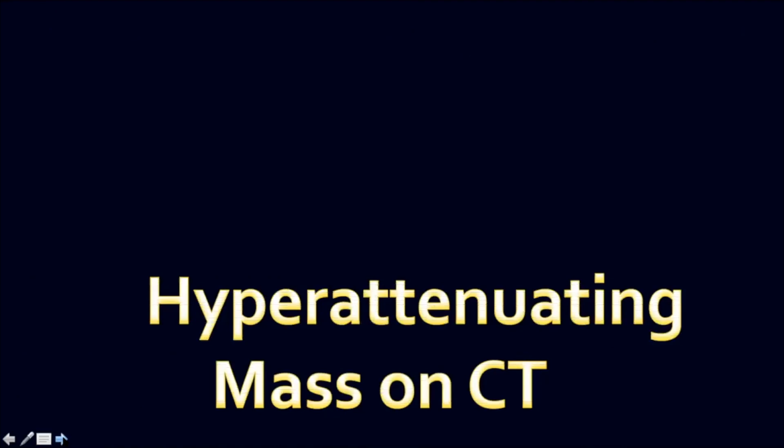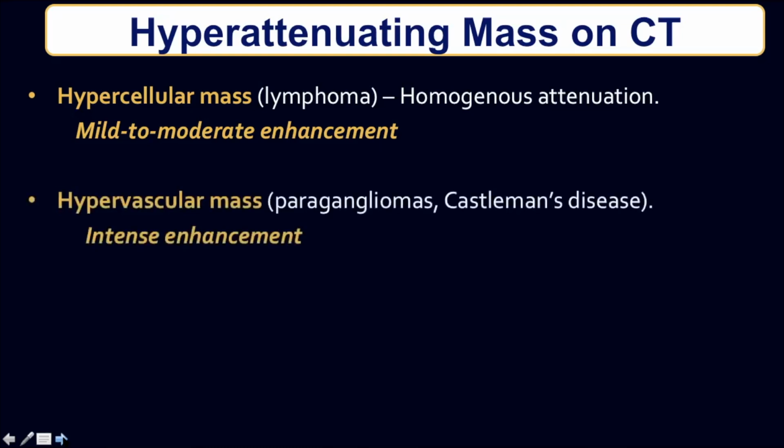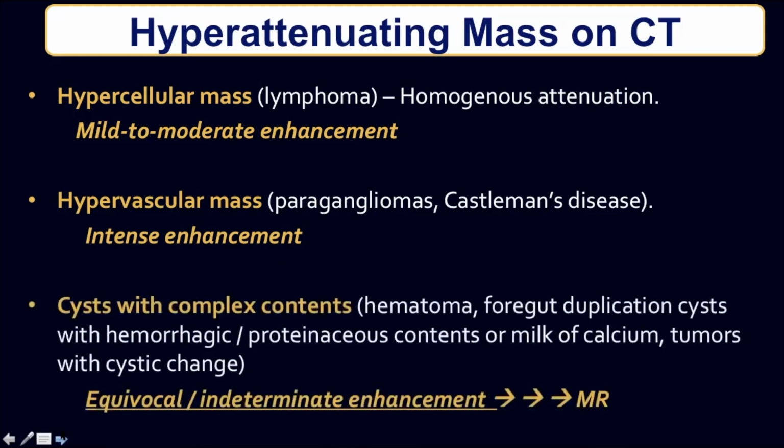And let's look at some hyperattenuating masses in the visceral mediastinum. Now, masses may be hyperdense or hyperattenuating because of their hypercellularity, such as what happens in lymphoma, in which case the enhancement is mild to moderate, or it may be due to the hypervascularity of the mass, such as what happens with paragangliomas and Castleman's disease, and the enhancement is quite intense and brisk. And sometimes you may be dealing with cysts which have complex contents containing hemorrhage, or foregut duplication cysts with proteinaceous contents or milk of calcium. And in these kinds of masses, the enhancement is quite equivocal and indeterminate.